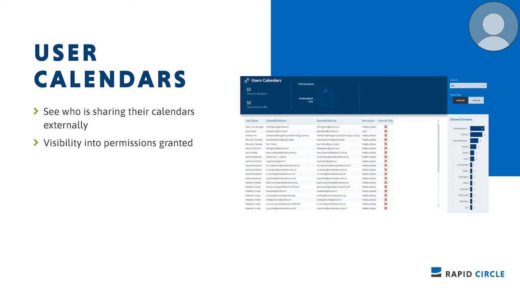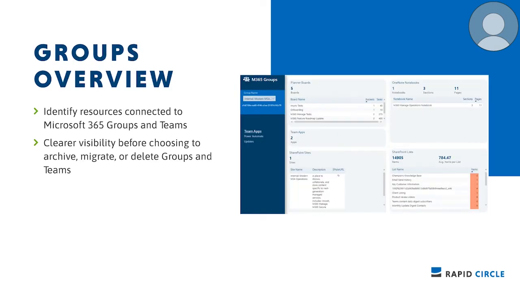So this gives you the ability to see, before you go changing that setting down to free busy potentially, who that's going to affect. Or who is sharing things with a competitor potentially.